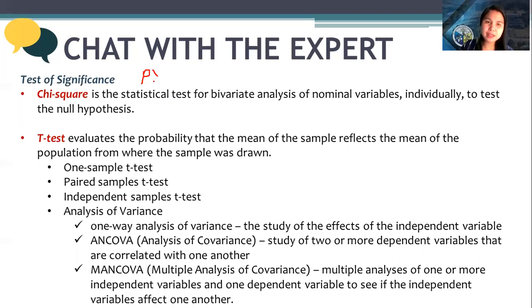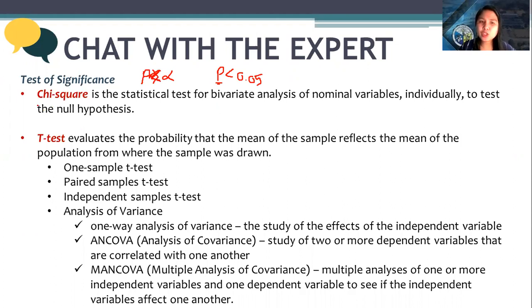If your p-value is less than the level of significance. In our stat class, usually the level of significance is at 0.05. So if the p-value is less than 0.05, then we say that the relationship is significant.